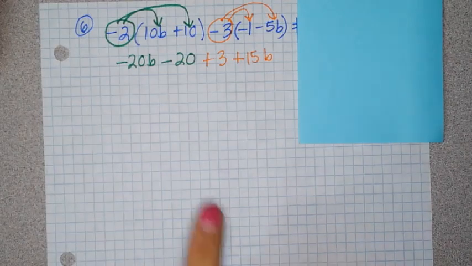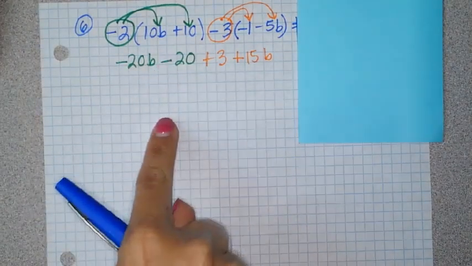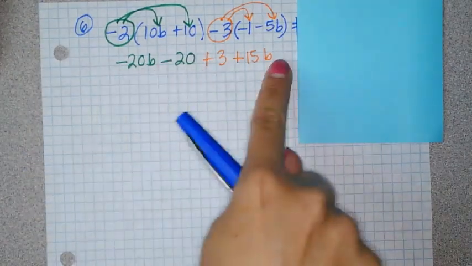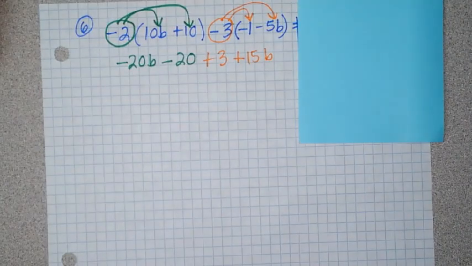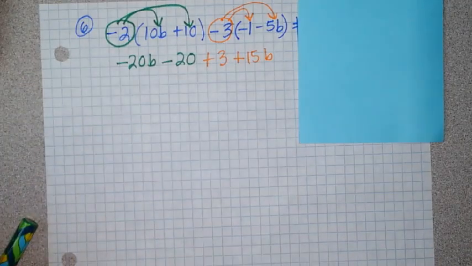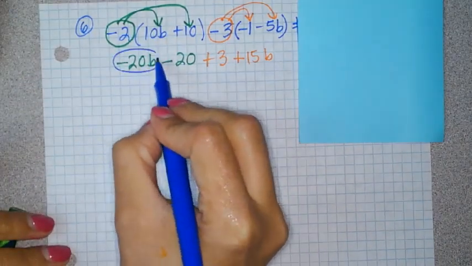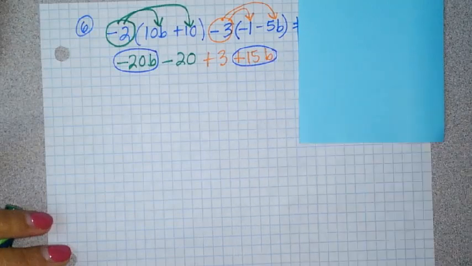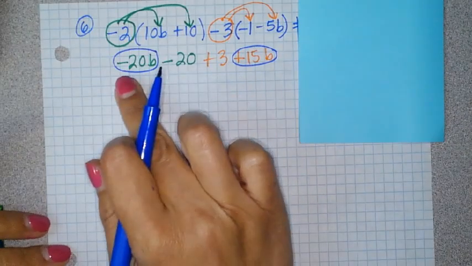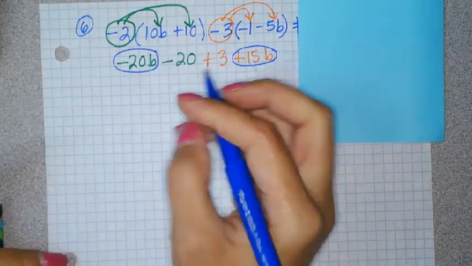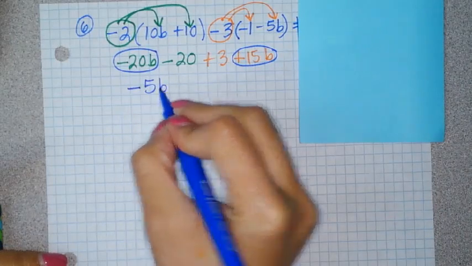Okay? So I've cleared the parentheses by using distributive property. However, I'm still not done. I don't have only one term with the variable and one term with the constant. I have a bunch. So now I know that there are like terms over here, so I'm going to go ahead and put those together. I'm going to use a color pen here. The negative 20b and the 15b are like terms. So negative 20b plus 15b will give me negative 5b.